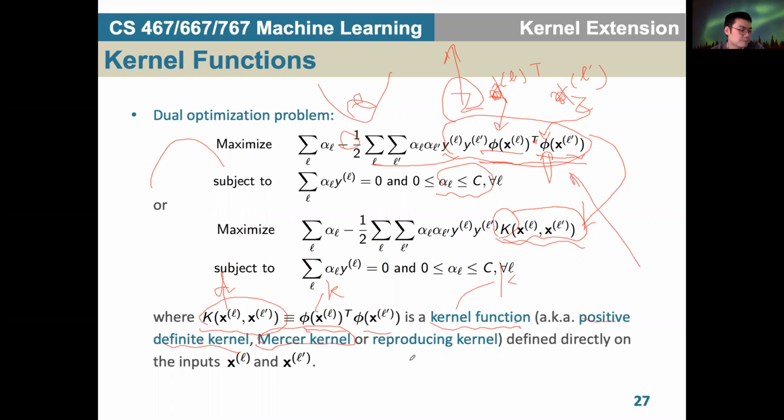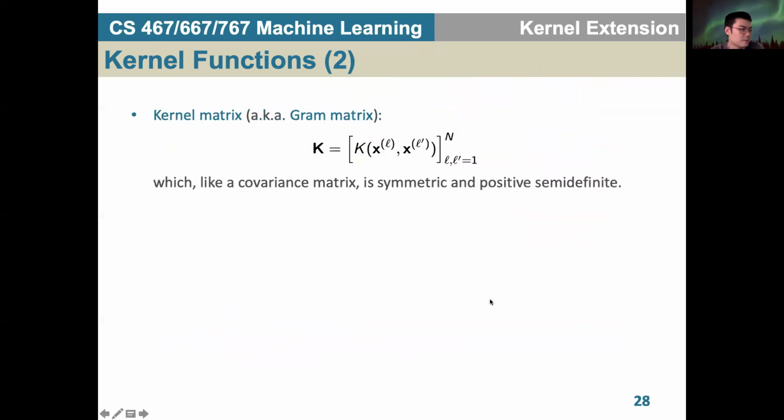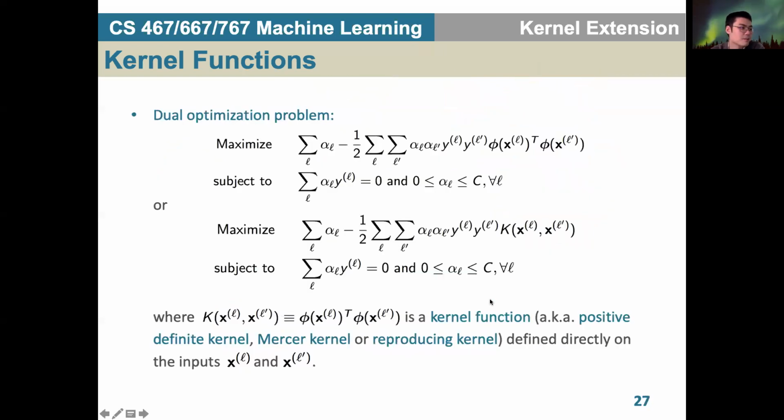This is also called a reproducing kernel. They are all referring to the same thing; we just call it the kernel function. Keep in mind, this is just for the ith row and the jth row.